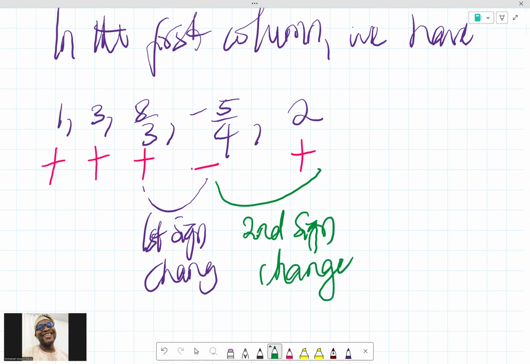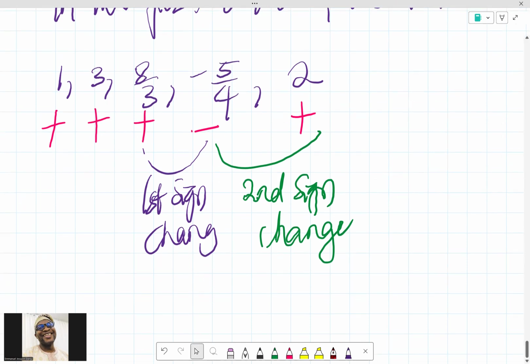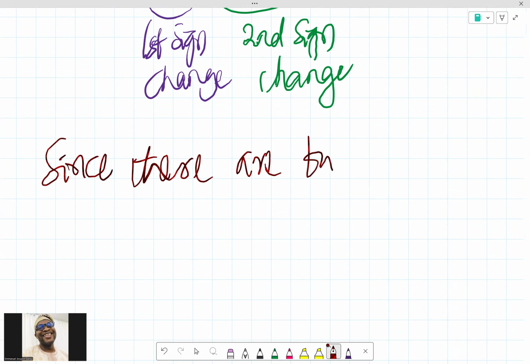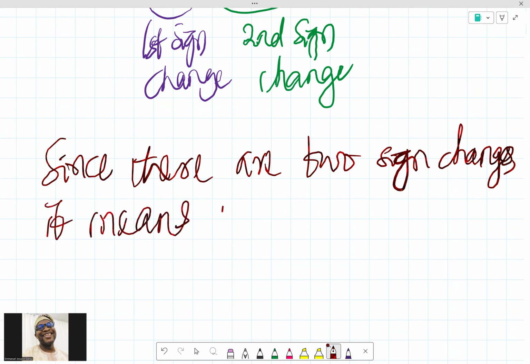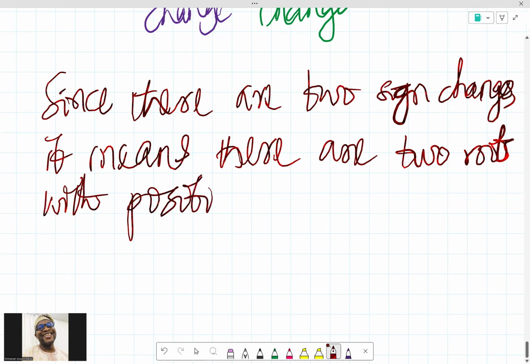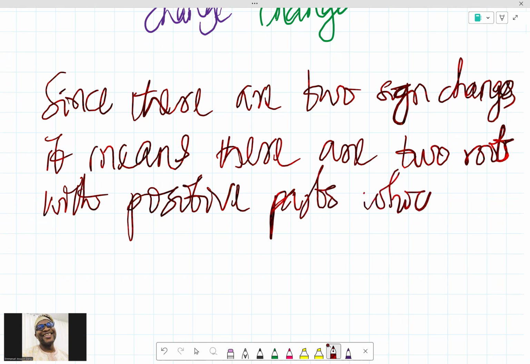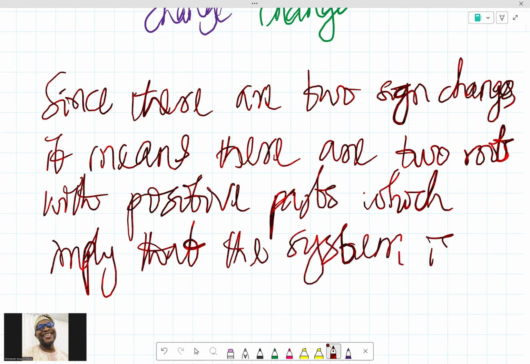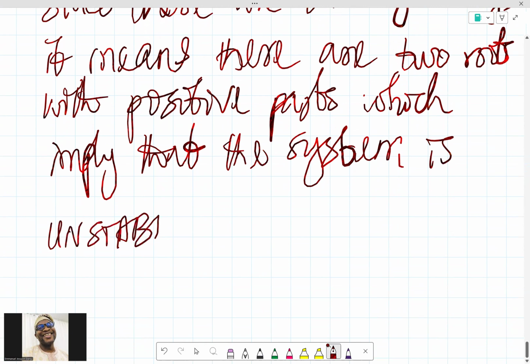In the first case, there was no sign change at all. That was why we said the system was stable. In this case, since there are two sign changes, it means there are two roots with positive parts. And once there are positive parts, that's instability, which implies that the system is unstable. Okay, the system is unstable. All right, so that's what we get.